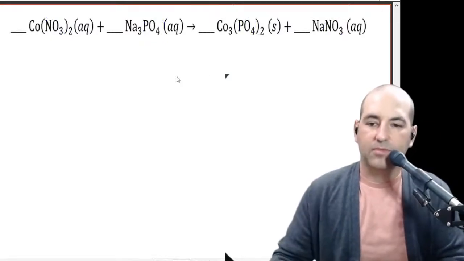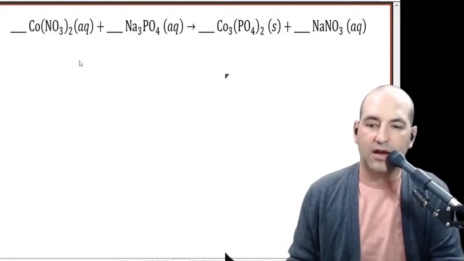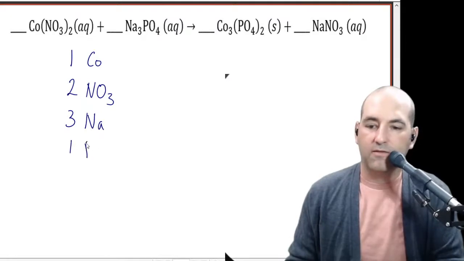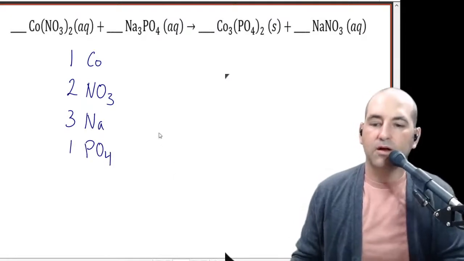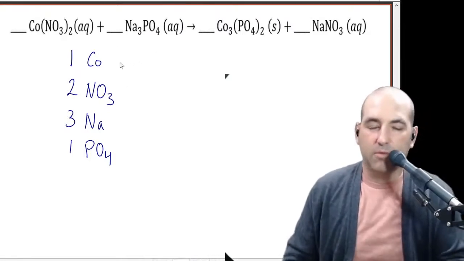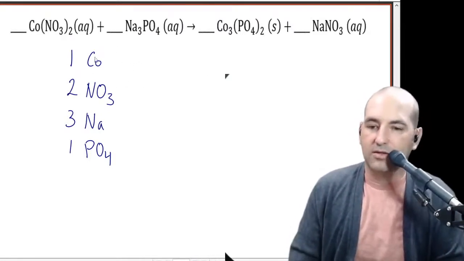So when I do the inventory on this side, I would say I've got 1 cobalt, 2 nitrate, 3 sodium, and 1 phosphate. Of course, those ions are also charged, but just for the purposes of balancing, that doesn't matter in this case.